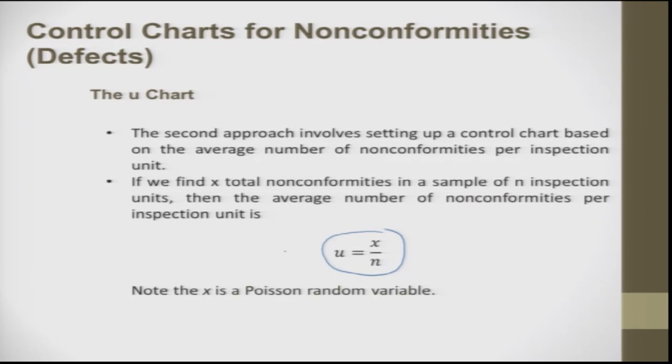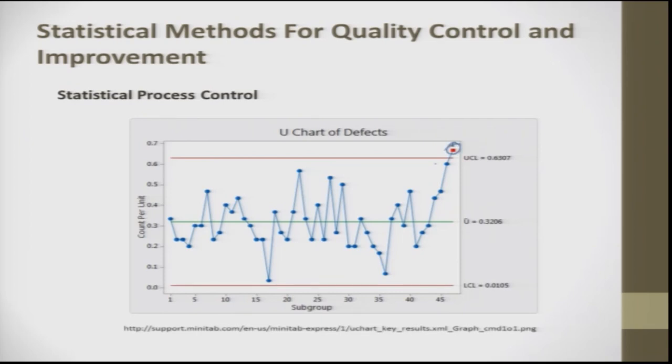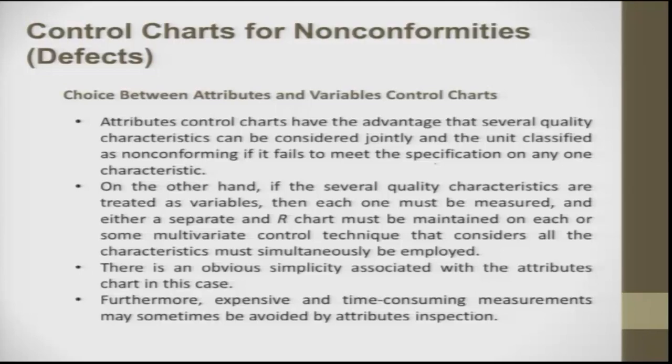The U chart is nothing but X divided by N, where X is the total non-conformity in a sample and N is the number of units inspected in the sample. So, you can also have a UCL and LCL for the same and plot the chart within that. Currently here it has gone out of control. So, from here we try to pull it back, reset the process and have better control. The choice between attribute and variable control charts is very important.